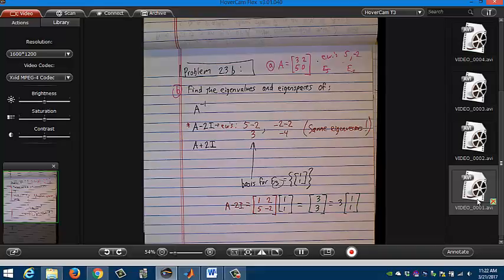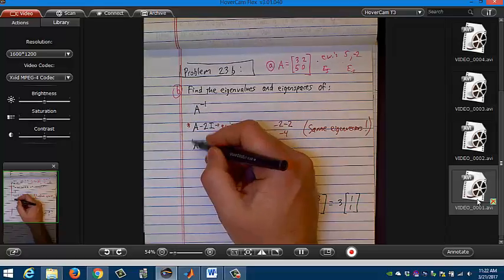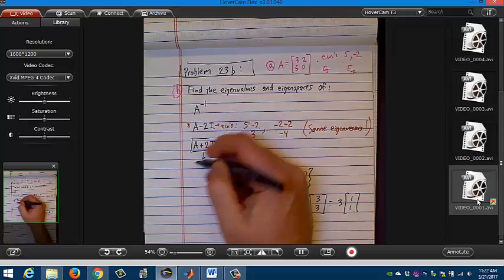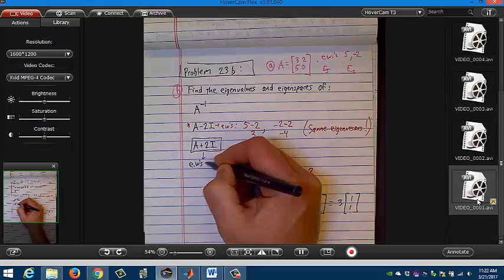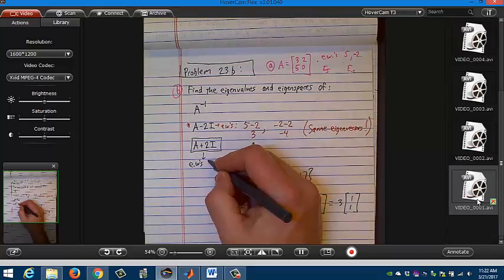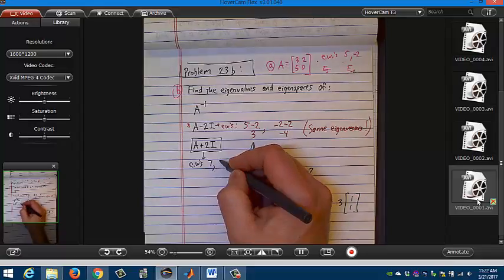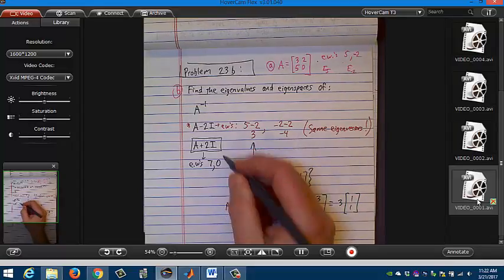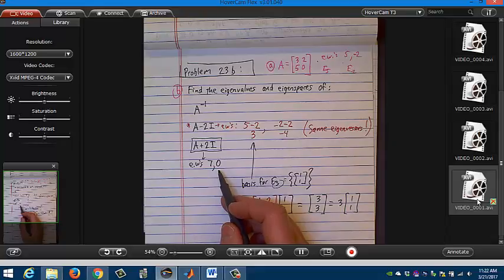What about the other ones? Well, let's go over them while we're sitting here. A plus 2I. What are the eigenvalues going to be? Instead of being 5 and negative 2, they're going to be 7 and 0. That's interesting because that means that what? If 0 is an eigenvalue, what does that tell you about the matrix?